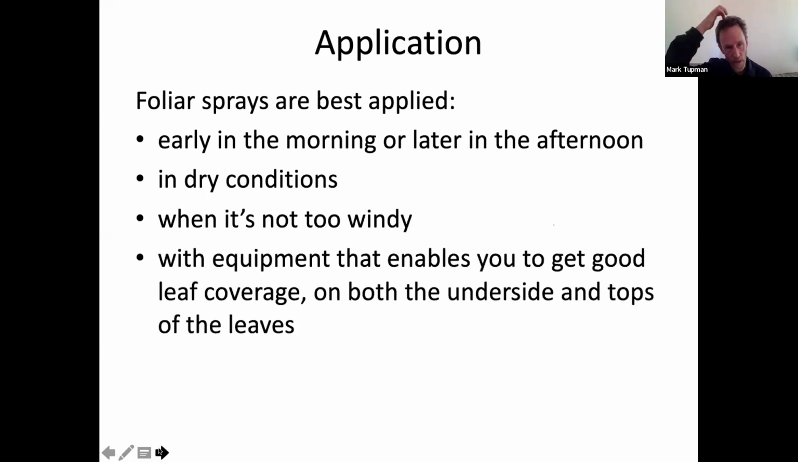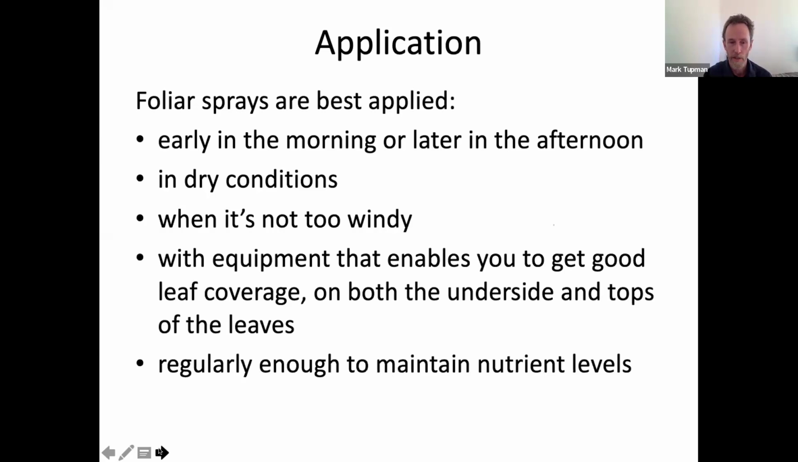And you want equipment that helps you get good leaf coverage. A lot of the stomata are on the underside of the leaves, so you want to try and get under the leaves as well as on the top of the leaves if you can. You have to do it regularly enough to maintain nutrient levels, because again, you're only putting low amounts out at a time.